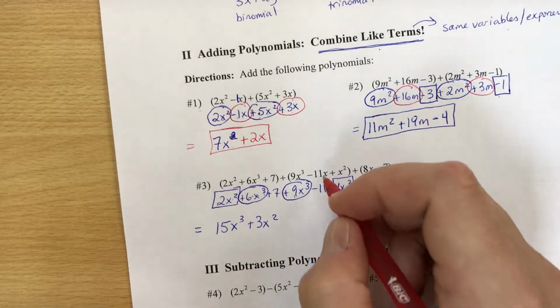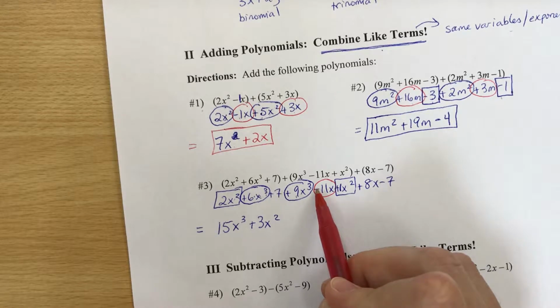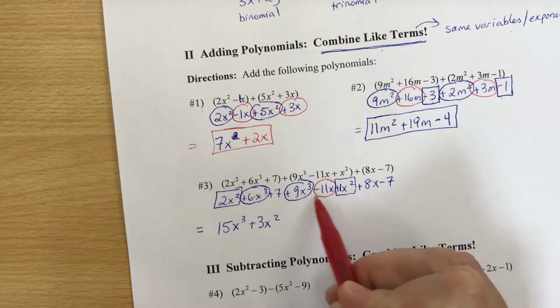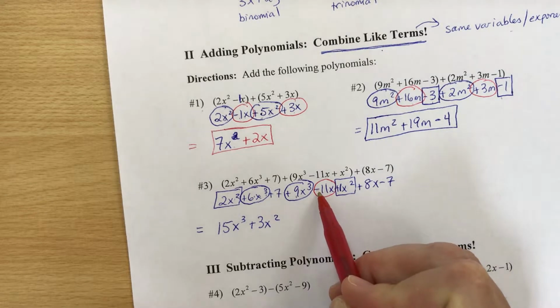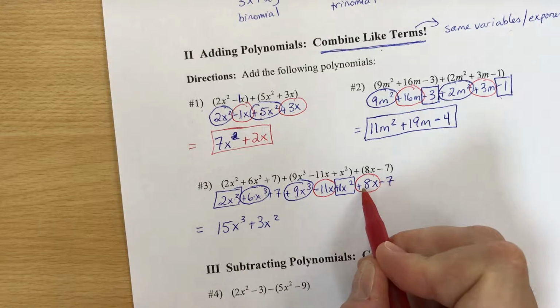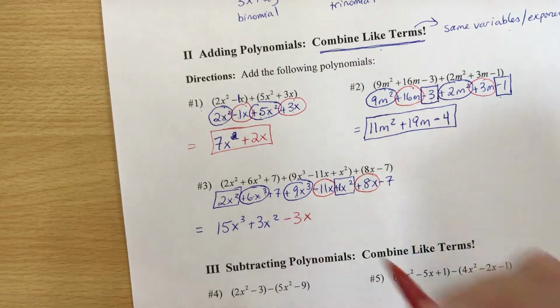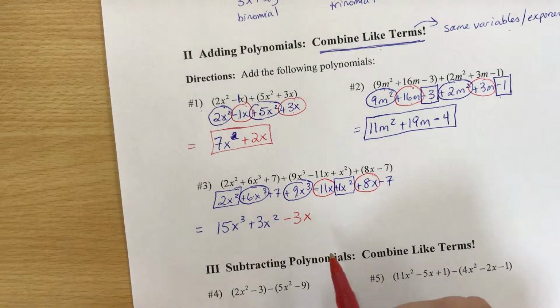Now we have an x term. We have minus 11x. Notice that I circle the sign with the number. I circle the sign in front because it reminds me if it's positive or negative. That is negative 11x plus 8x. Negative 11 plus 8 is minus 3. And remember that that is an x term, minus 3x.